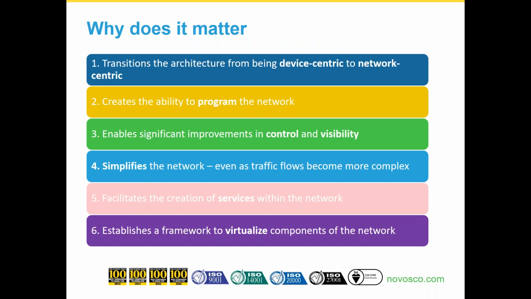So why does it matter? Well, basically, you know, 6 little facts here. It basically gives you the ability to transition architecture from being device-centric to being network, or even, dare I say, user and application centric. It creates the ability to program the network and respond agilely to the network. It enables significant improvements in control and visibility and responses to that control and visibility. So it enables you to do things like react to denial of service attacks or broadcast storms or packet loops. It simplifies the network, and it simplifies expanding the network or growing the network.